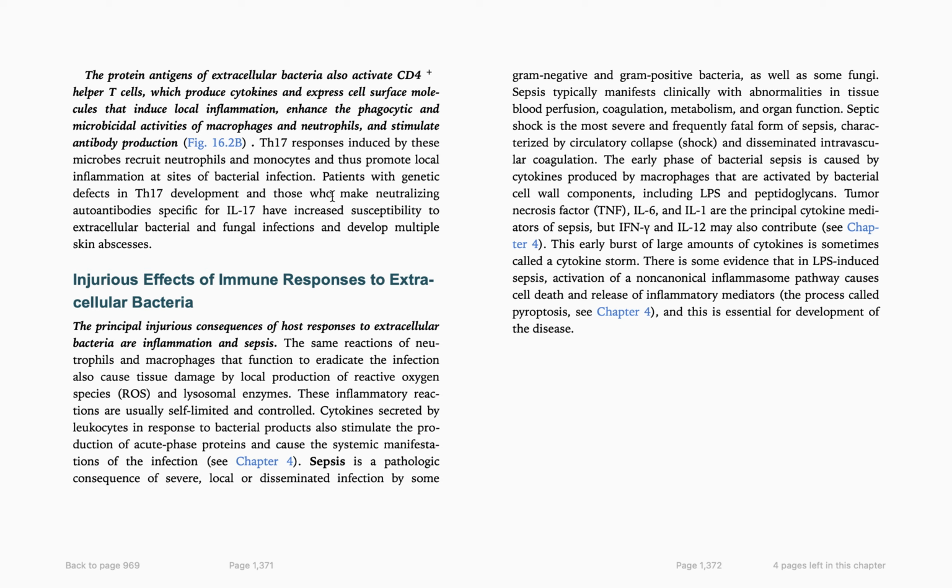Tumor necrosis factor, interleukin 6, and interleukin 1 are the principal cytokine mediators of sepsis, but interferon gamma and interleukin 12 may also contribute. This early burst of large amounts of cytokines is sometimes called a cytokine storm. There is some evidence that LPS induced sepsis involves activation of a non-canonical inflammasome pathway causing cell death and release of inflammatory mediators, a process called pyroptosis. And this is essential for development of the disease.